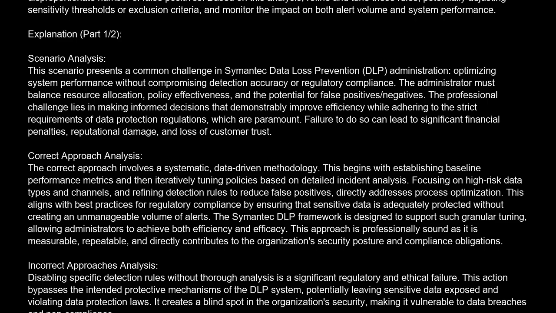Incorrect approaches analysis. Disabling specific detection rules without thorough analysis is a significant regulatory and ethical failure. This action bypasses the intended protective mechanisms of the DLP system, potentially leaving sensitive data exposed and violating data protection laws. It creates a blind spot in the organization's security, making it vulnerable to data breaches and noncompliance.